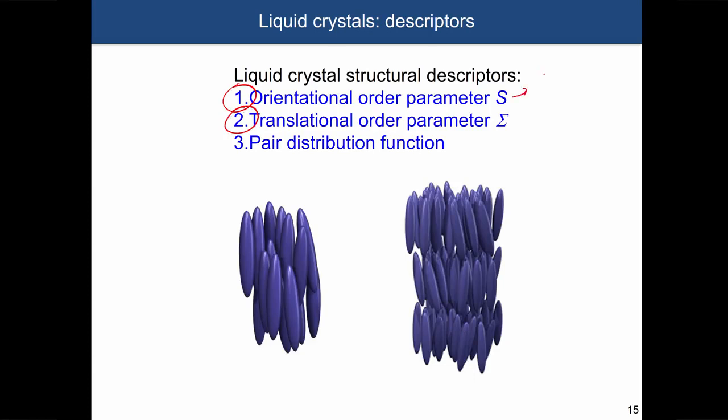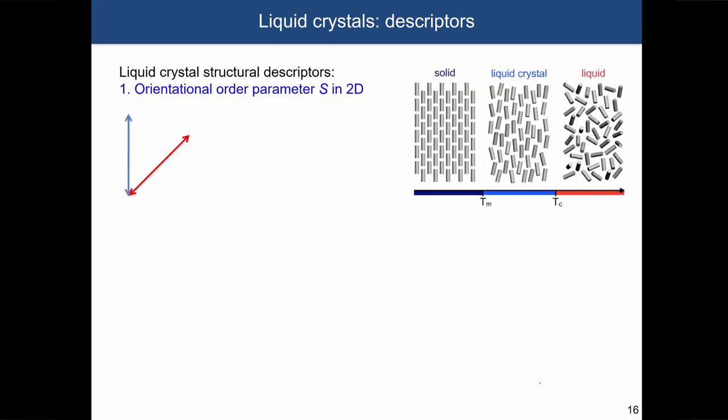We will see that the orientational order parameter S is relevant for nematic, but as soon as you start to talk about the smectic phases, the translational order parameter becomes more relevant. Okay, so we will define this orientational order parameter S in 2 steps. First I will describe how it is defined in 2 dimensions, simply because the math is a little bit easier and simpler. And then I will show you how this is done in 3 dimensions.